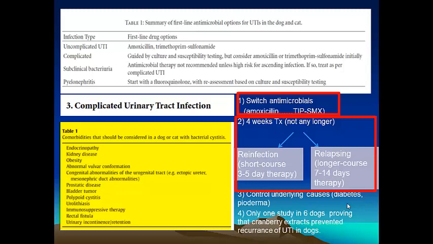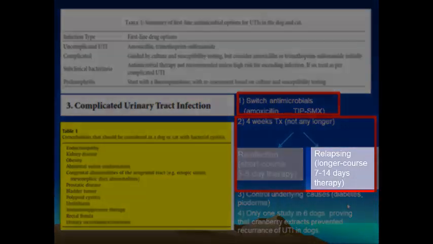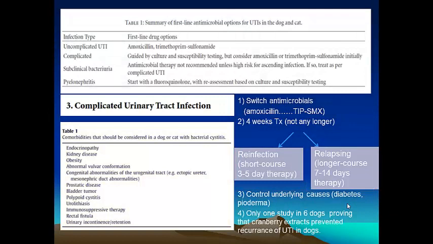So if it is a recurrent cystitis, in other words, a reinfection after a successful treatment, what they suggest is a short course of 3 to 5 days duration. So basically, when there is a relapse, which is a failure to have eliminated the previous pathogen, and they tend to occur within weeks as opposed to months for the reinfections, then they suggest a longer course of 7 to 14 days therapy.